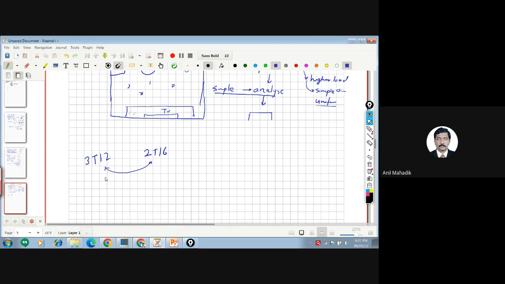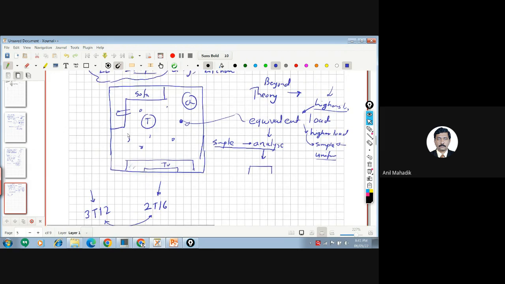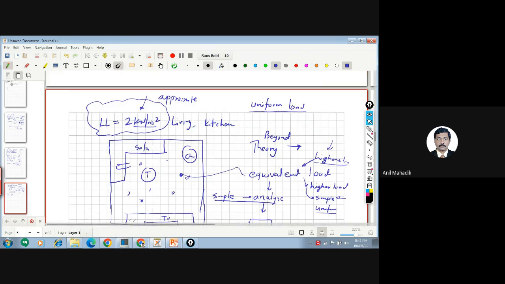I am right, you are wrong, I am right, you are wrong. This is totally a wrong fighting actually. There may be a lot of assumptions done by this person and by that person. On the basis of assumptions, the answer may be different and still correct. So this 2 kilonewton per square meter is an assumed load, which is also an approximate load.